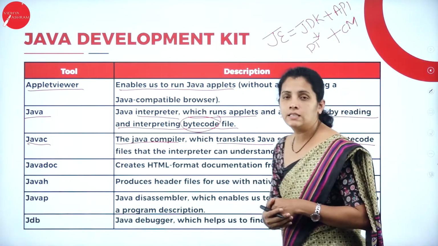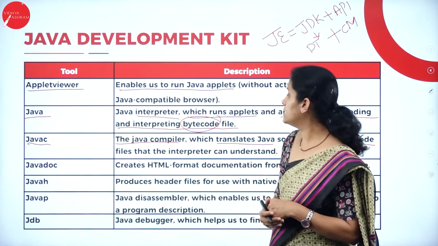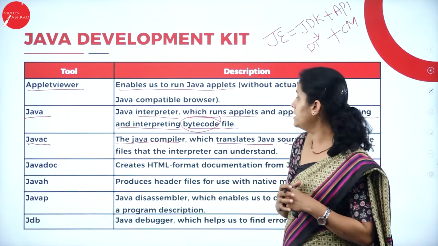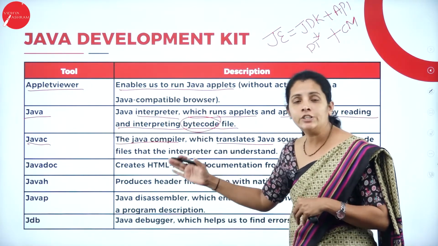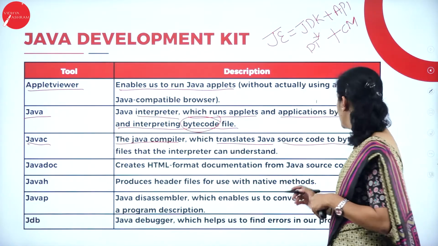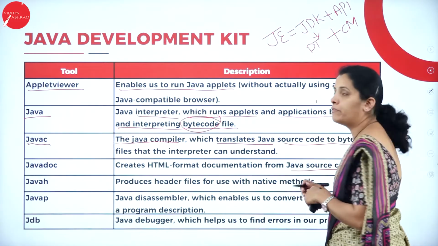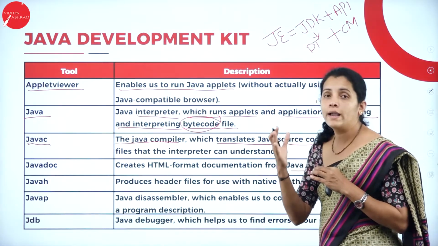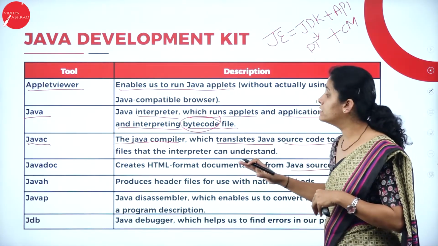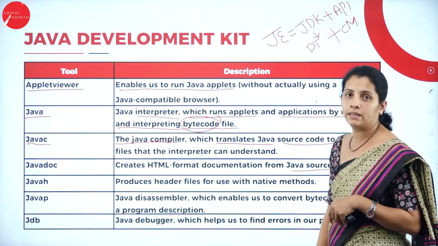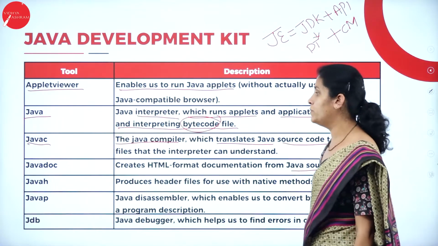Then what is javadoc? That is nothing but a Java document. That means it creates HTML format documentation from Java source code files. That means after compiling, whatever file I have, after that I'm going to get the javadoc. That is nothing but the HTML document.